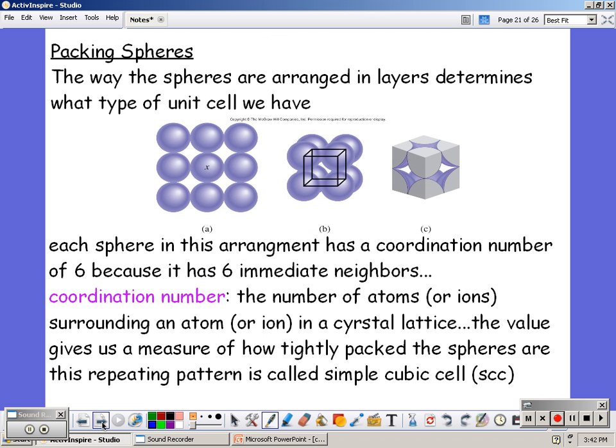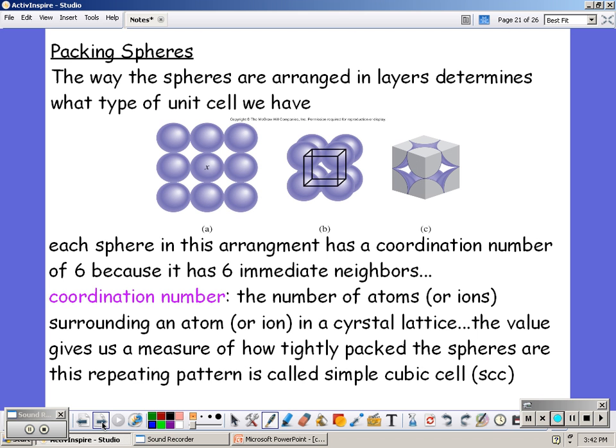How do our atoms actually arrange themselves in the lattice? The way spheres are arranged in the layers determines what type of unit cell we have. In this picture, this is the simple cubic. Each sphere in this arrangement has a coordination number of 6 because it has 6 immediate neighbors. The coordination number is the number of atoms or ions surrounding an atom or ion in a crystal lattice. The value gives us a measure of how tightly packed the spheres are. The higher the coordination number, the more tightly packed it is.